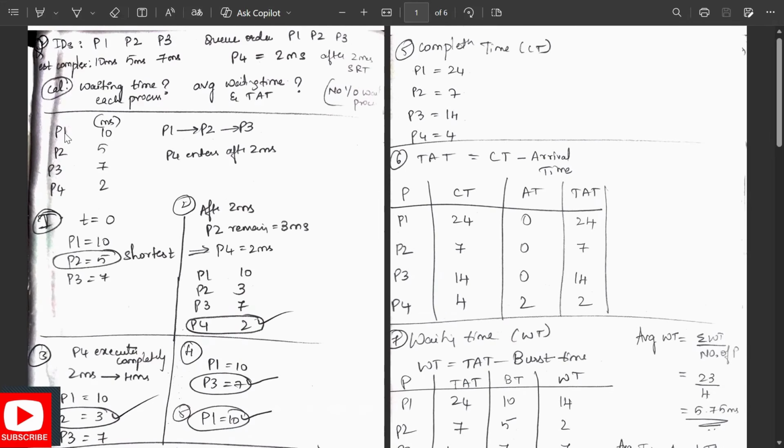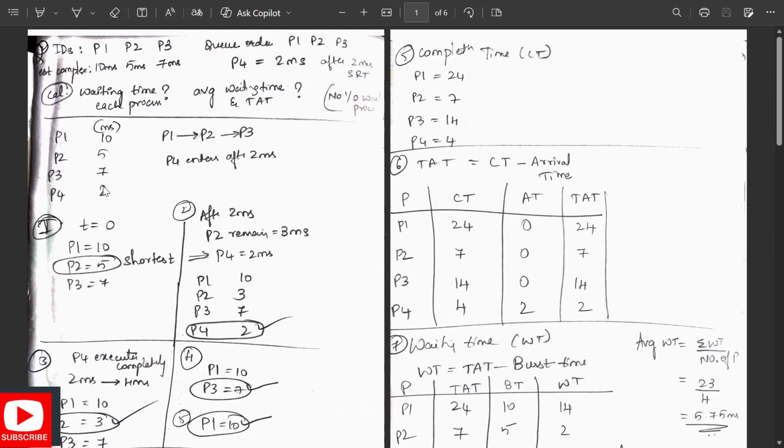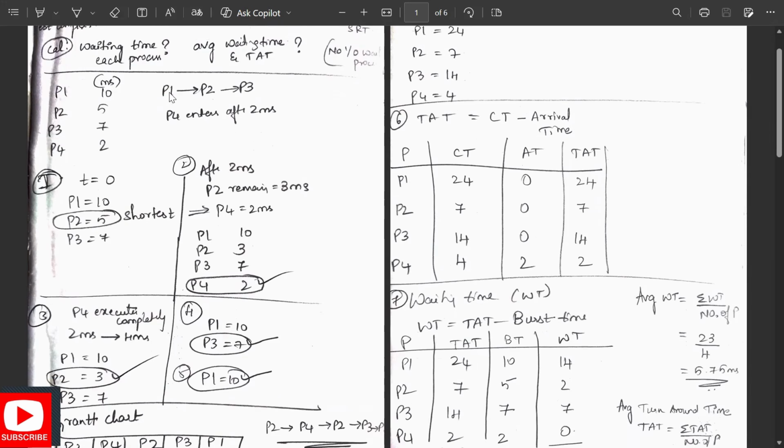Firstly, write down P1, P2, P3, P4 along with the time given to each. What they have said in the question is that P1, P2 and P3 are already in the queue, and P4 will enter after 2 milliseconds. Now we'll start the first step. At time 0, P1 is 10, P2 is 5 and P3 is 7. The shortest among 10, 5, 7 is 5. So after 2 milliseconds, P2's remaining is 5 minus 2, which is 3 milliseconds. And now P4 will enter.